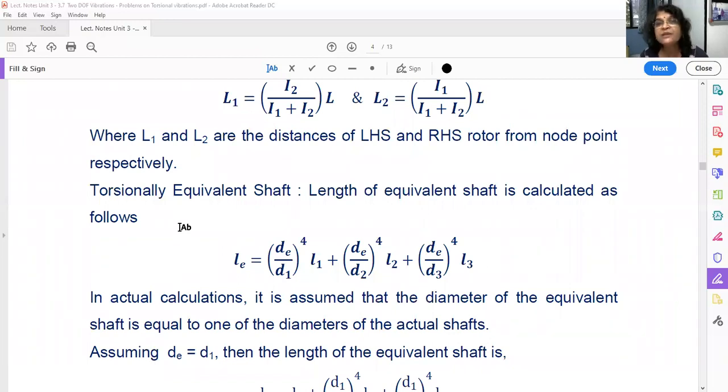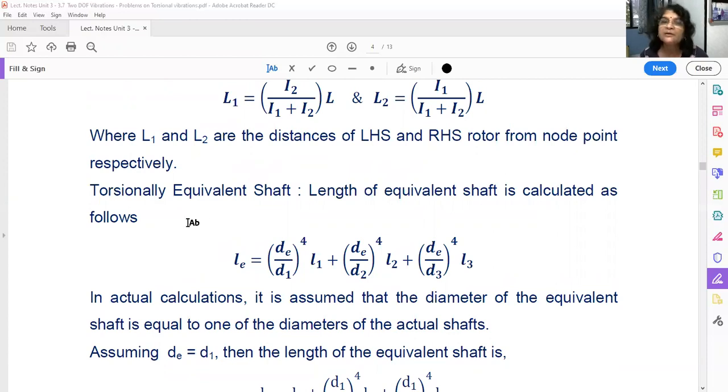For this we are supposed to find the equivalent length of the shaft. This is applicable whenever the shaft is not of uniform diameter, when there are steps in the shaft, that is the shaft is made up of 3, 4, 2 or whatever different diameters. Before applying all these formulae, we have to convert that shaft into an equivalent shaft system.